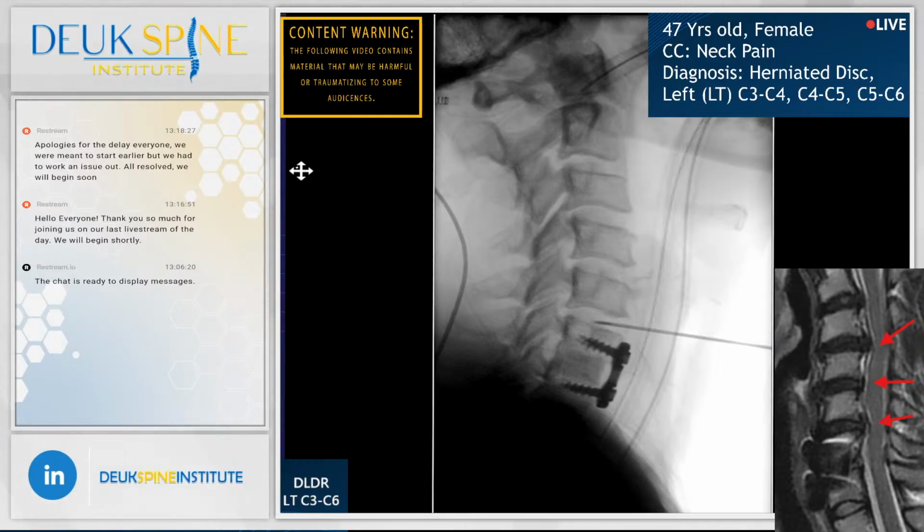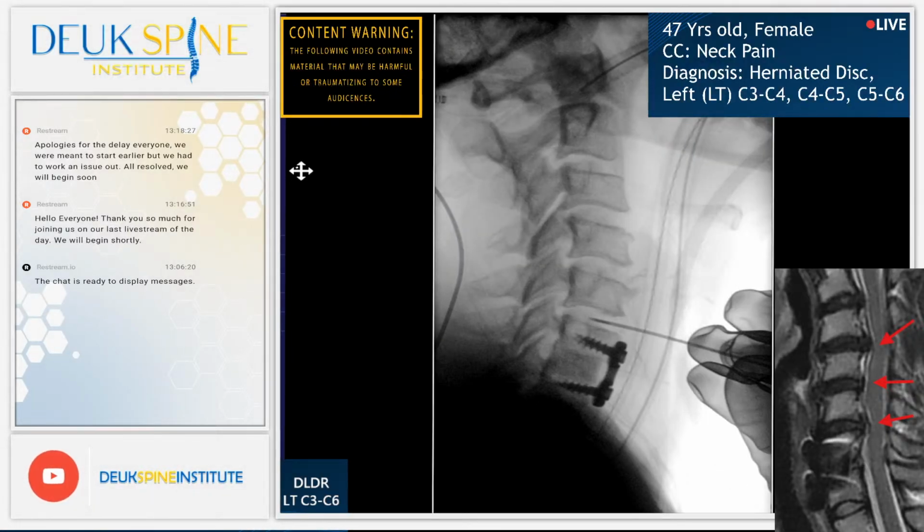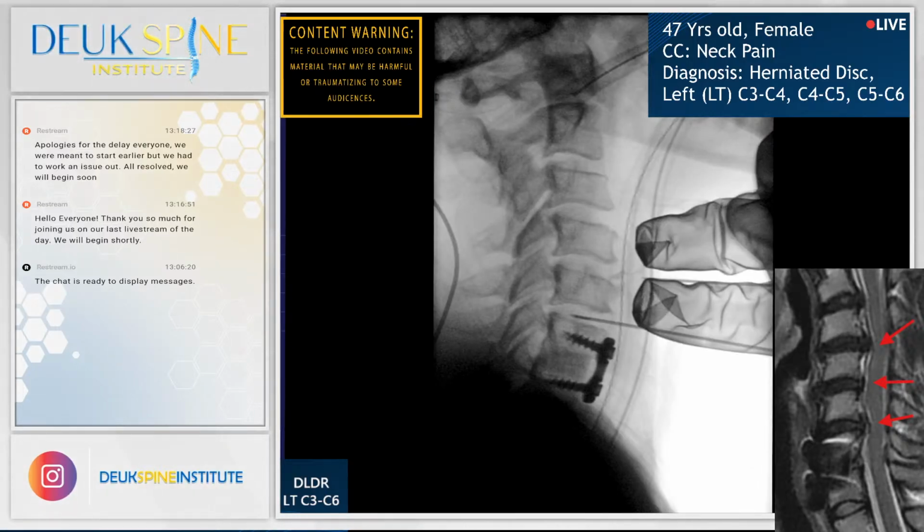I'm going to place a separate needle above. So we're going to do 2 incisions, one at C5-6, and then we'll do a second incision for 3-4, 4-5. If you have questions, feel free to ask, but let's go ahead and show our video on what causes neck pain.